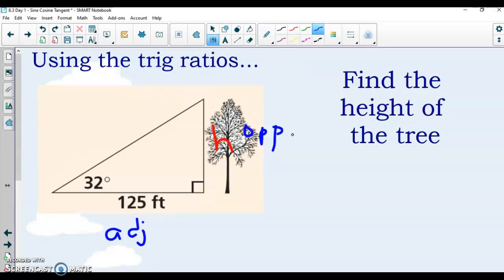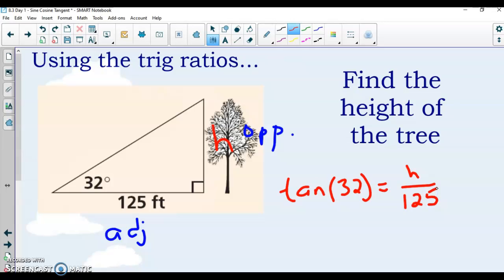We're going to say, tangent of our angle. Again, we know it's tangent because we're using opposite and adjacent. So tangent of our angle 32 is going to equal opposite over adjacent. Opposite was the height of the tree, so that's h. And we're going to divide that by the adjacent leg, which is 125. That was step 2.